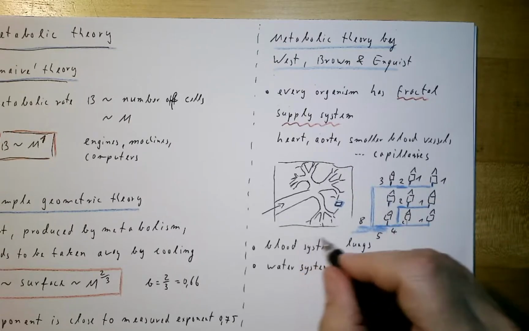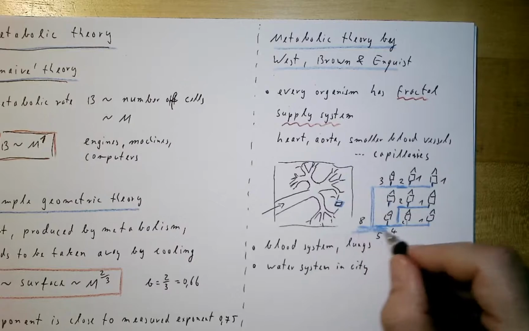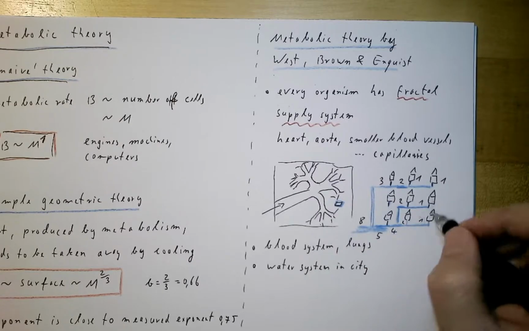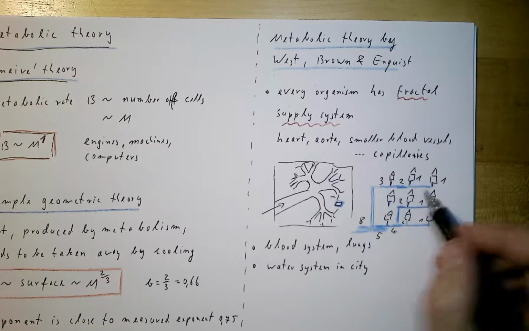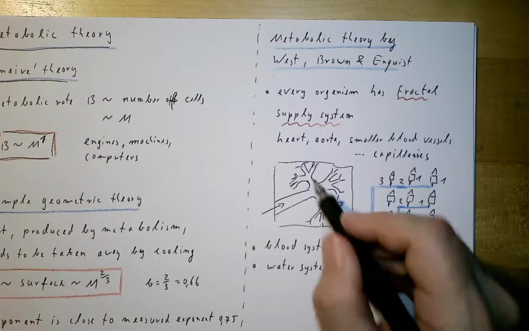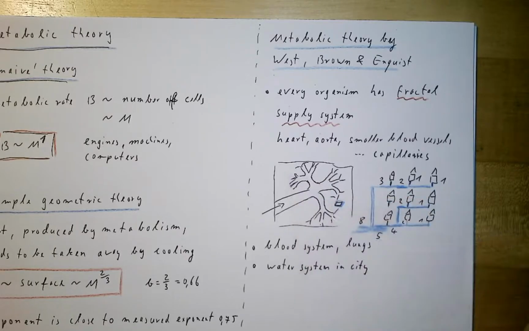But you need to maintain a constant pressure, so that in every house you have the same flow of water when you open the tap. And that's a very similar problem to the blood vessels, where you also need to reach every small cell.